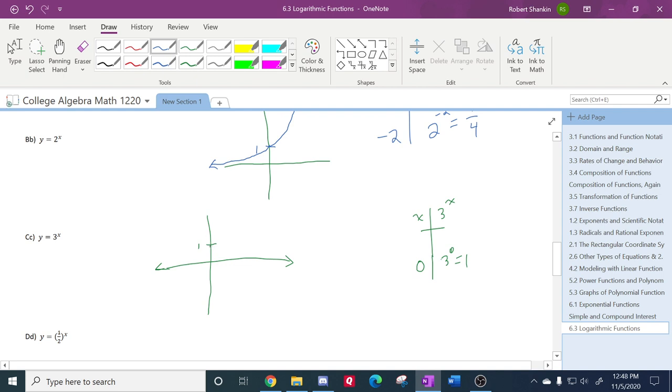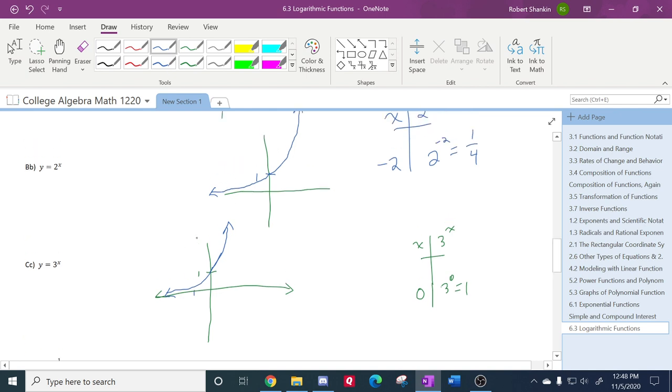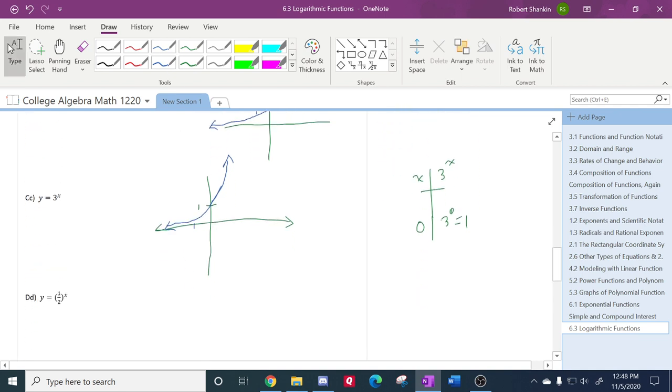The only difference between this one and this one is this one rises faster. And it shrinks faster on this side. Because when you get to -1, you wouldn't be at 1/2, you'd be only at 1/3. When you go to +1, you're going to be up at 3 instead of a height of 2. So it rises faster and it shrinks faster as well. But both of these have the same basic shape.